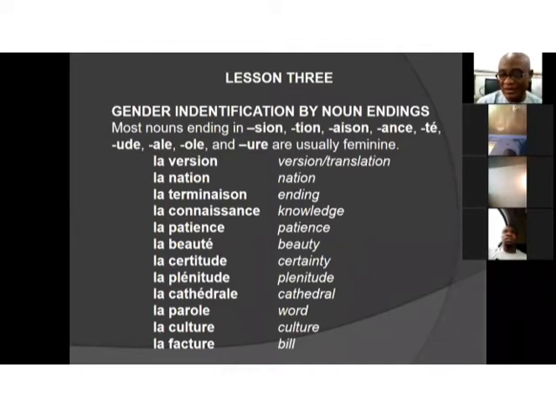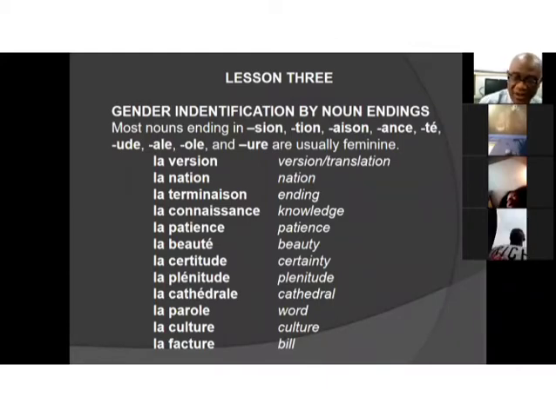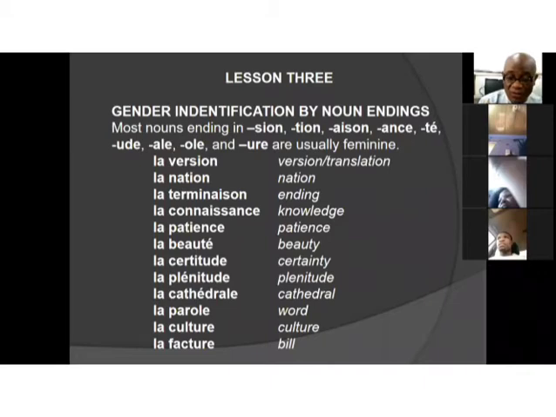Then you have nouns that end in T-É, with an accent aigu, the forward-looking accent. You have la beauté, la gratuité, la santé. There are many of them. They are all feminine. Even in that, you also have those that end in double E, with the first E having the accent. They are generally feminine, except a few. Like you have le lycée, le musée, le trophée. There are just about three or four exceptions to that rule.